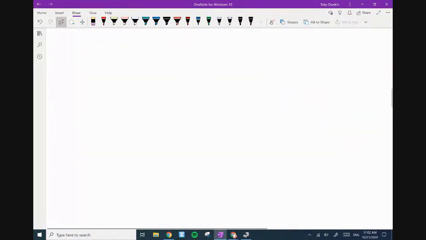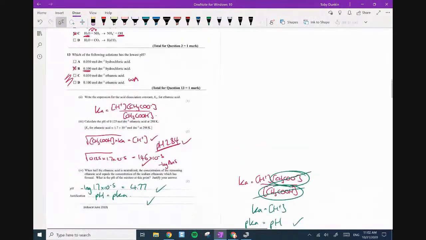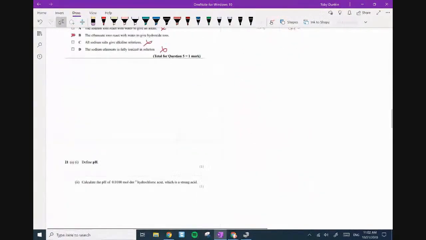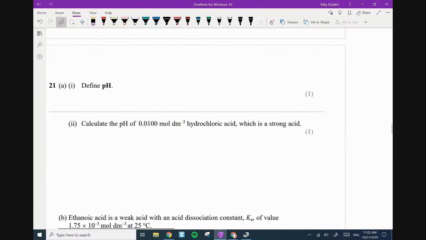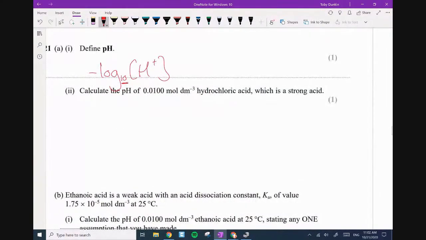Next, smashing through weak acids. Right, let's keep going. Define pH: minus log of the base 10 H plus concentration. You don't even need the base 10. If you haven't included the 10, don't worry, you still get the mark. Calculate the pH of HCl at 0.1. Because we know it's a 1-to-1, it's only 1 mark, so we only have to give the answer.